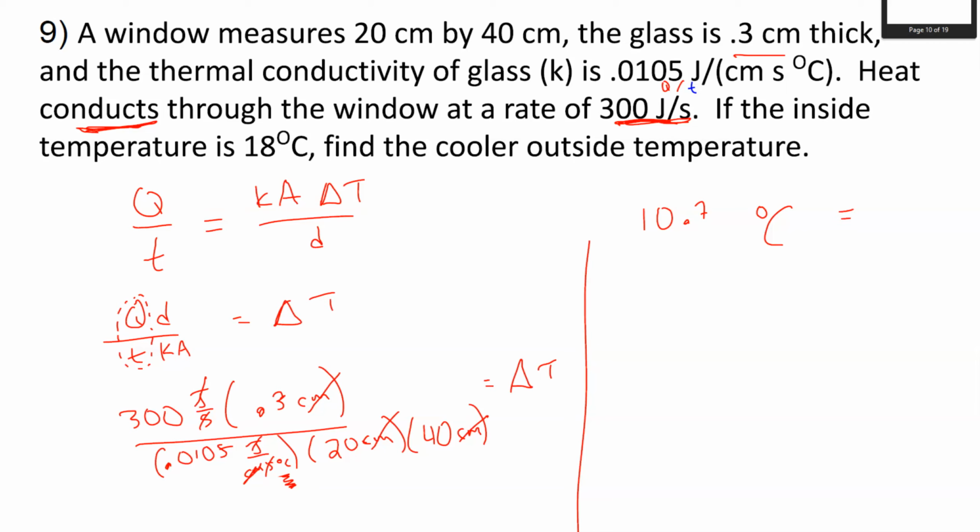So that is my change in temperature. They specify that it's colder outside than inside. The inside is 18, so if it's 10 degrees colder, that would be about 8, right? A bit less than 8. So here's 18 minus 10.7. You'd have to borrow and all that, and you'd get a 7.3 degrees Celsius outside.